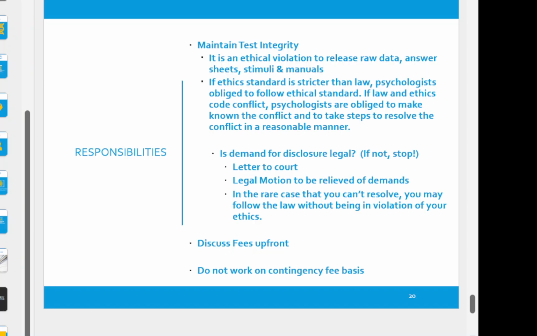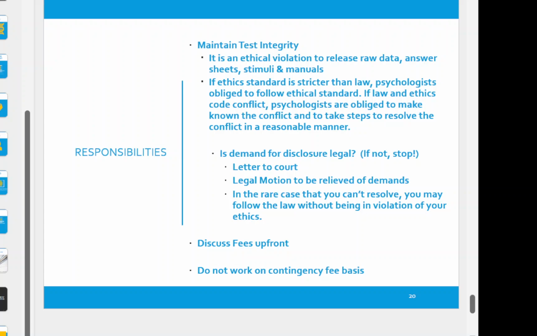So as we're starting to wrap up, we just want to talk about how important it is to maintain testing integrity. It is an ethical violation to release raw data, answer sheets, stimuli, and manuals. We have to protect these. If the ethics standard is stricter than the law, psychologists are obligated to follow the ethical standard. So I'm sure y'all have taken ethics classes, but as a reminder, if the law and the ethics code conflict, a psychologist is obligated to make known the conflict and to take steps to resolve the conflict in a reasonable manner. So some questions that you may want to ask yourself is, is the demand for disclosure legal?